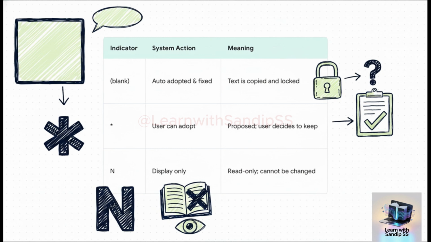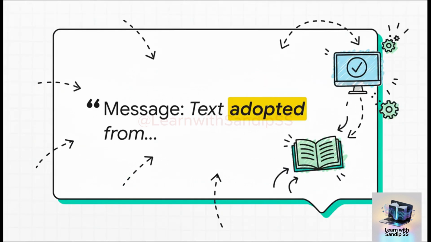The star, or asterisk, means the text is just proposed. It's up to the user to confirm it. And N basically means look but don't touch. The text is shown for your information, but it's read-only. And you've probably seen this before. When that indicator is set to blank for full auto, the system tells you what it did. You'll get that little message at the bottom of the screen confirming that the text was copied and exactly where it came from. It's the system's way of saying, hey, just so you know, I did this for you automatically.